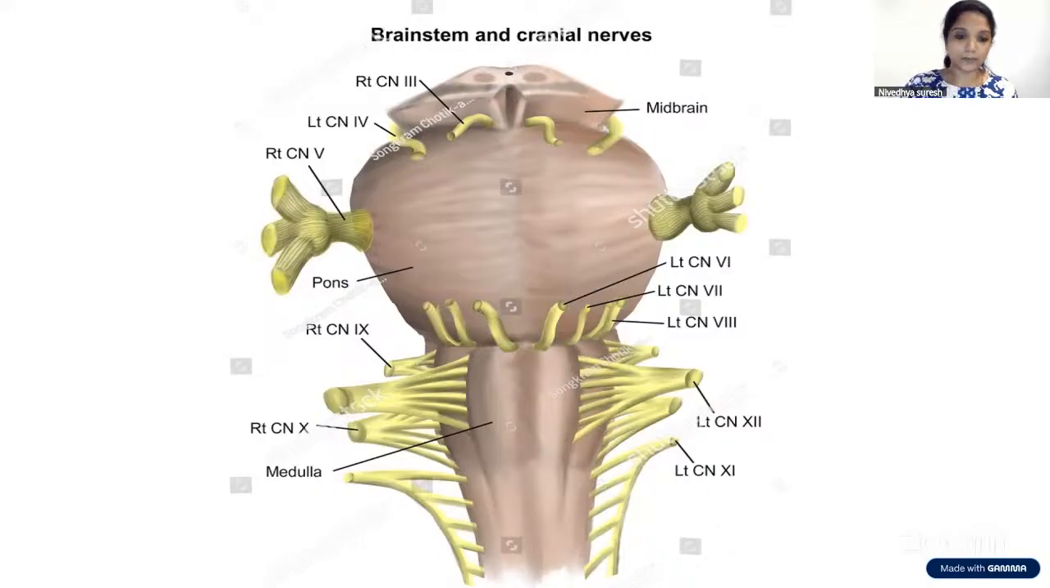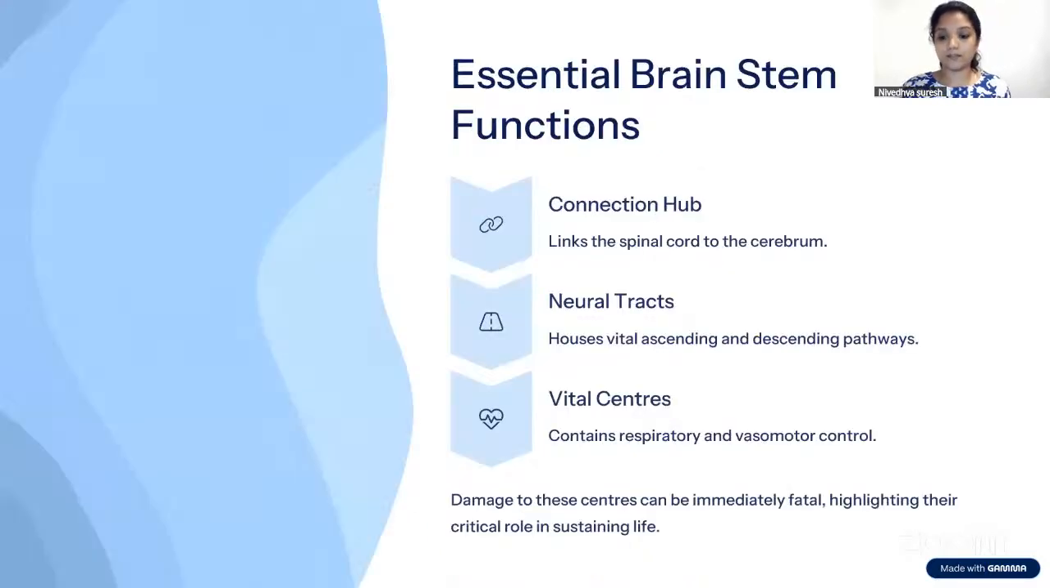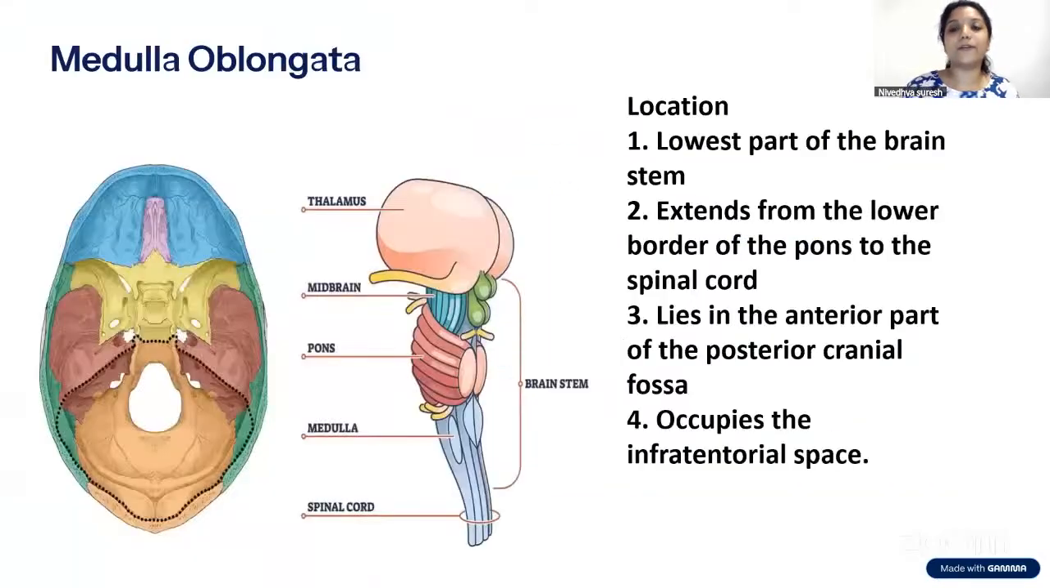Okay, so now, as I already told, there are three main parts of the brainstem, right? From the top, we have the midbrain, then the pons, then we have the medulla. So in today's session, I am going to discuss in detail the medulla oblongata.